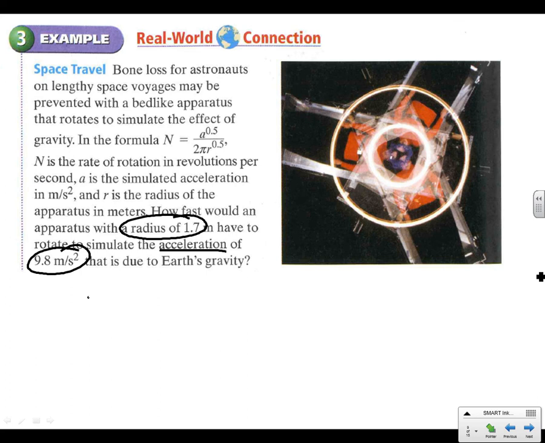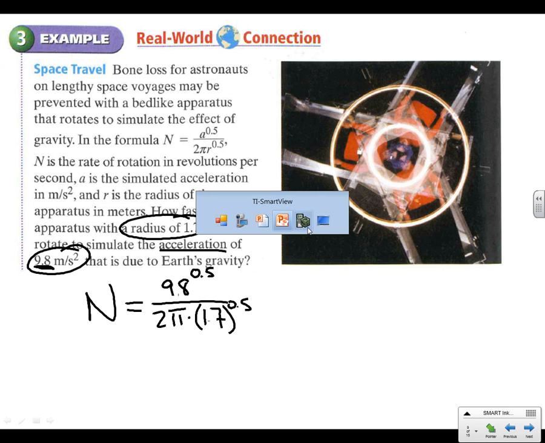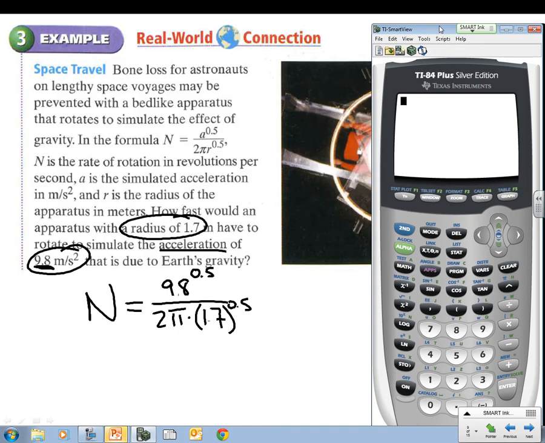So let's plug it in. We're trying to find N equals, we know A now, the acceleration they told us is 9.8 to the 0.5 all over 2 pi r, and r we now know is 1.7, and that's also to the 0.5. So we're doing the square root of 1.7 and the square root of 9.8. Let's grab our calculators and see if we can clean this up here.